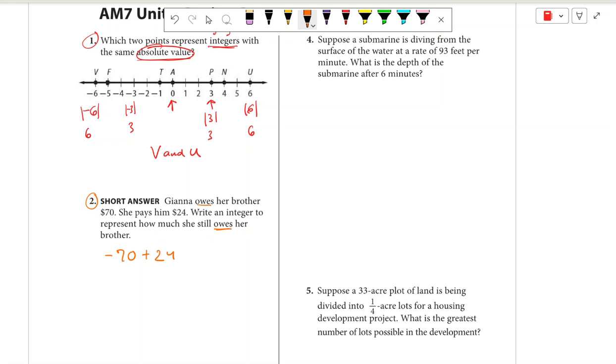Now pay attention to that word owes. So negative 70 plus 24, you would just list it somewhere and find the difference. That's negative 46. So she owes her brother $46, and we want to list it as an integer, so it's negative 46 for Gianna.